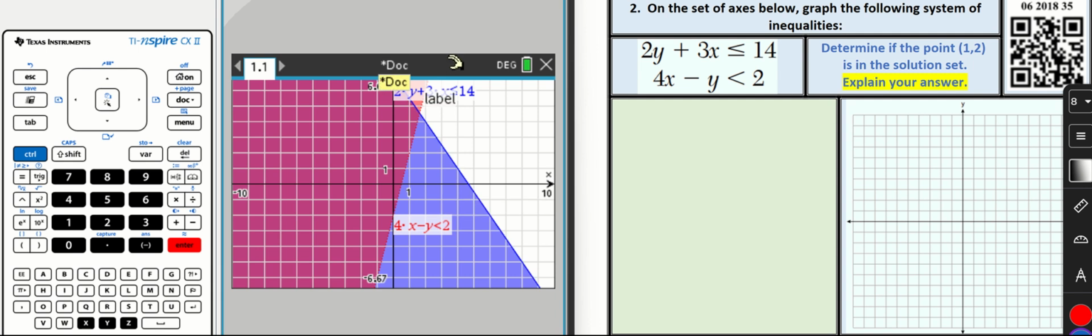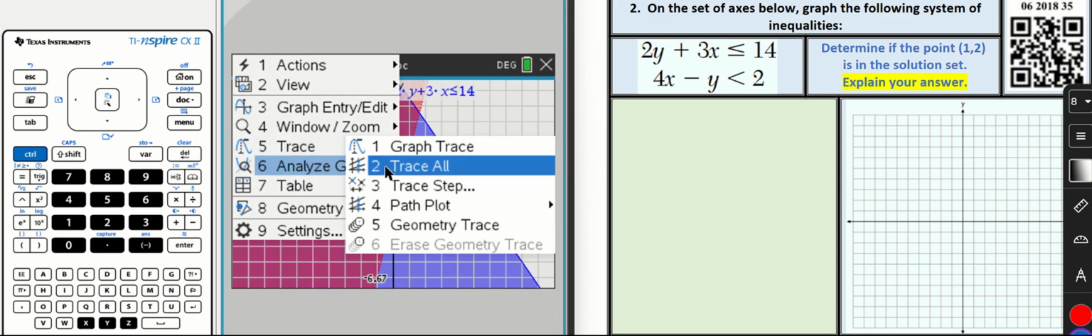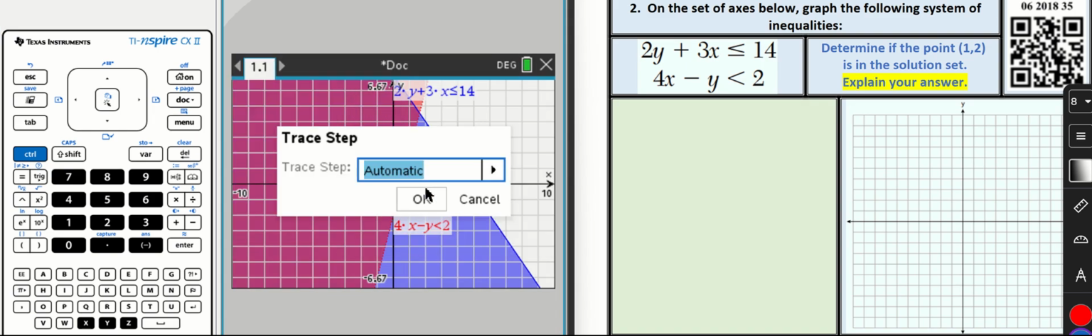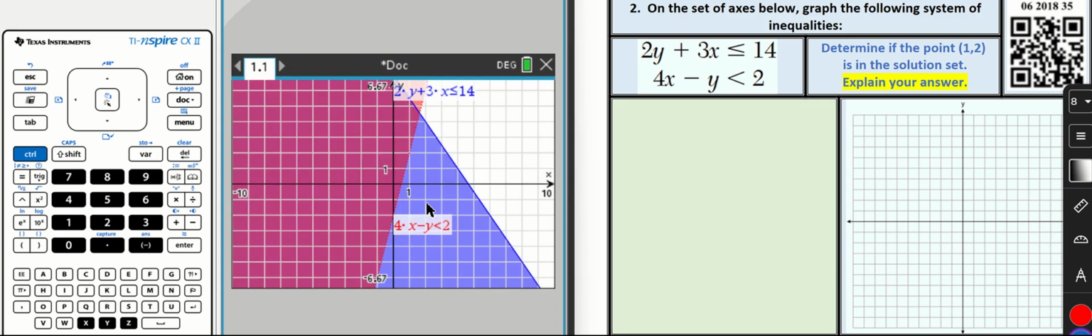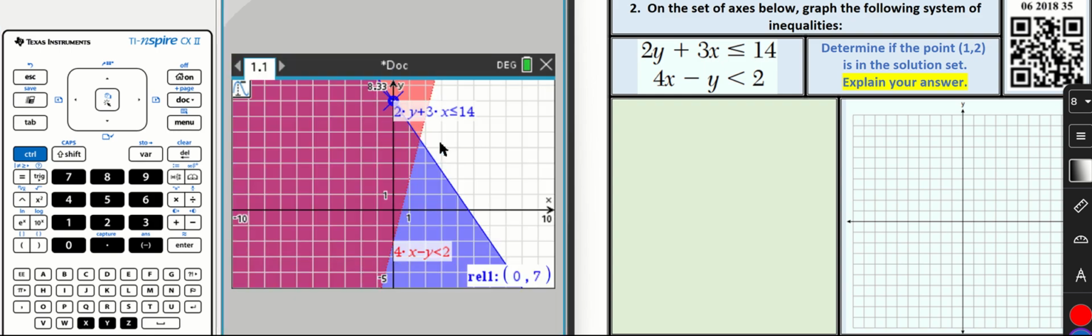So lesson 2. We want to graph these on here. So we want to go menu, 5, trace, step 3. We want to make sure this is 1. That means every movement we do is 1 instead of just a random number when we do trace. So menu, trace, graph trace. Notice this is blue. That means we're on the blue inequality here. Also says 1. That's the blue first one.